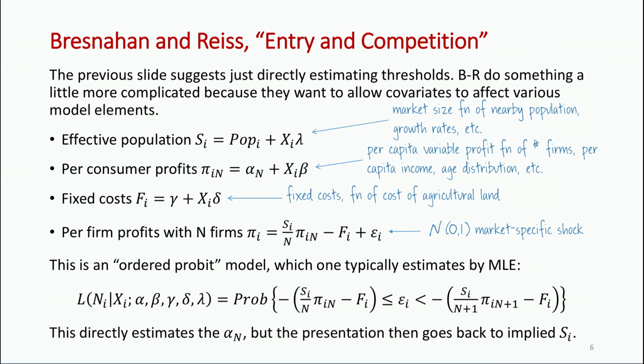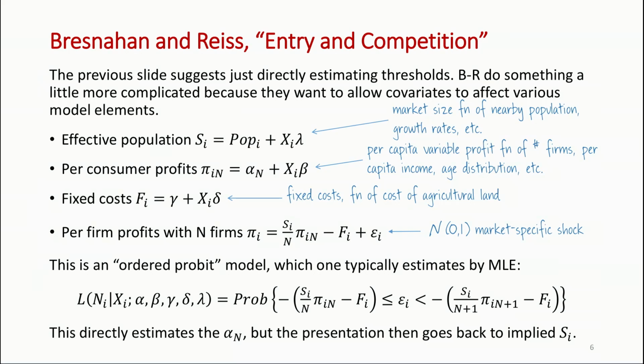First they have something they call the effective population. The effective population in city i is its actual population plus some explanatory variables x times some coefficients gamma. Those x's they use for things like the rural population within 5 miles of the city, the rural population within 10 miles of the city, the growth rate of the population. I forget what else goes in there, but they have the actual population of the city plus some controls for nearby population.